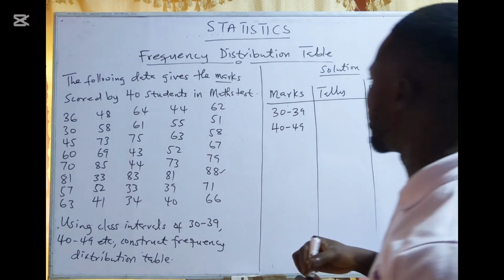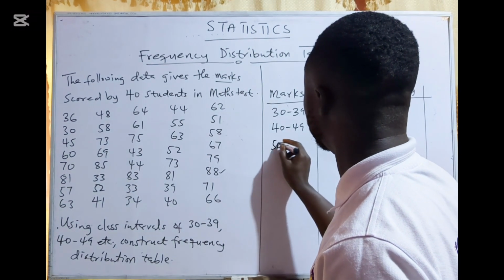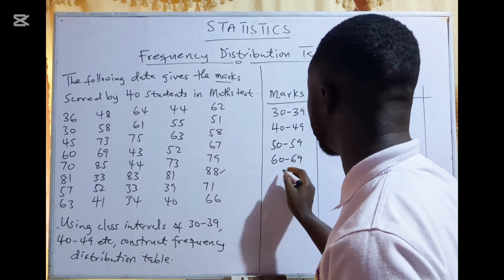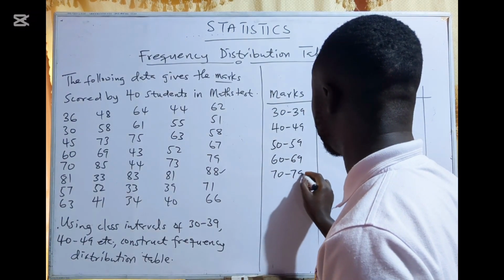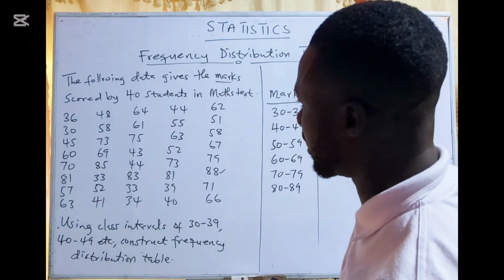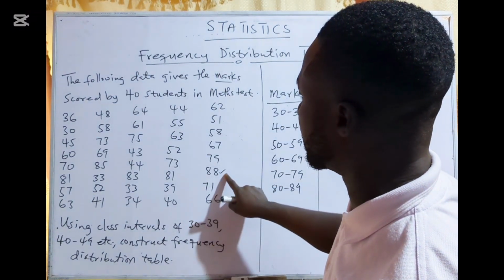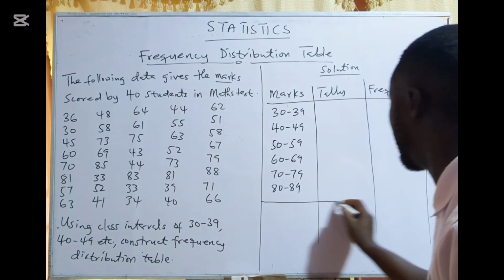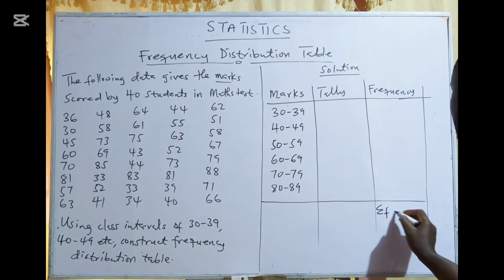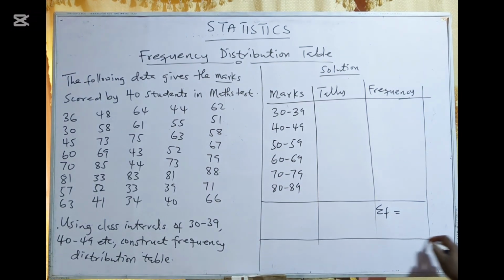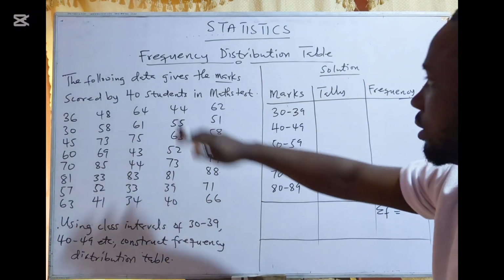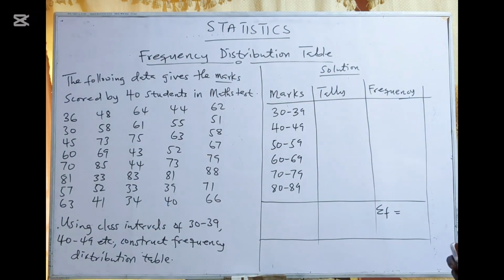Okay. So 40 to 49, 50 to 59, 60 to 69. We follow the same pattern. 70 to 79, and then 80 to 89. You can end here because the highest value is 88. So what we have to do is to tally, and also do a total frequency to confirm for us that it will give us 40, because the numbers there are 40.